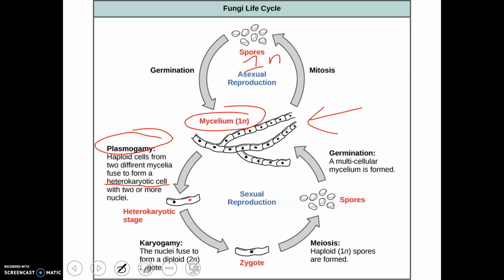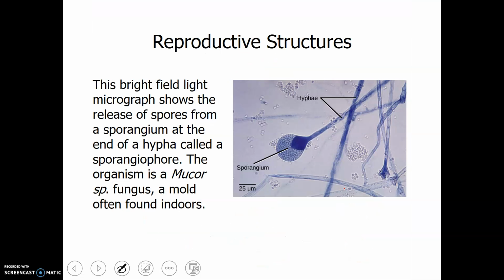After the heterokaryotic stage, the nuclei undergo karyogamy. Karyogamy is when the nuclei fuse to form a diploid zygote. And that's what you have here. This zygote is 2N, it's diploid. It's just the fusion of the two nuclei from the heterokaryotic stage. The zygote undergoes meiosis to produce haploid spores. And then those haploid spores germinate into mycelium like they did in the asexual part of the life cycle.